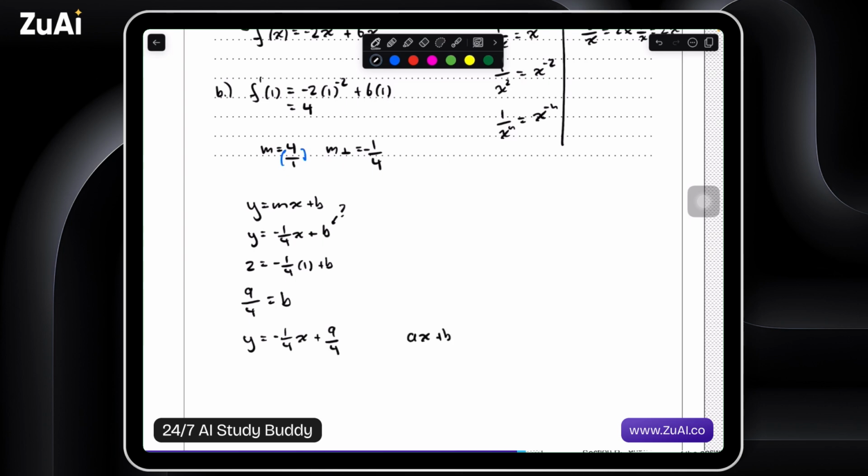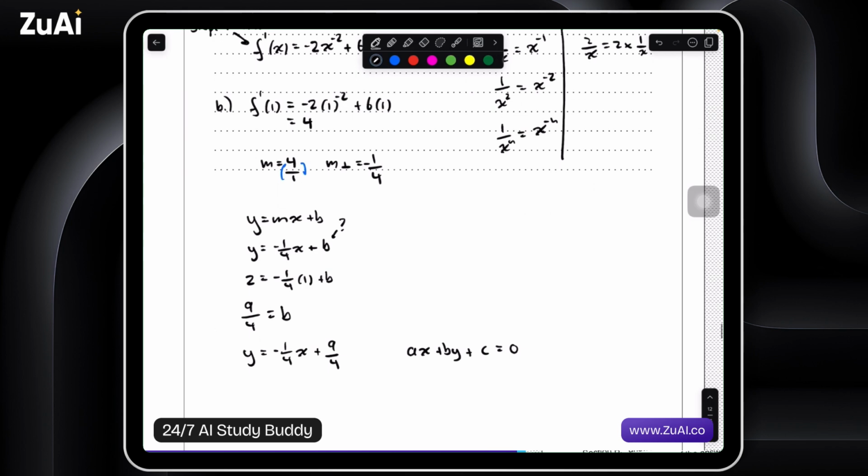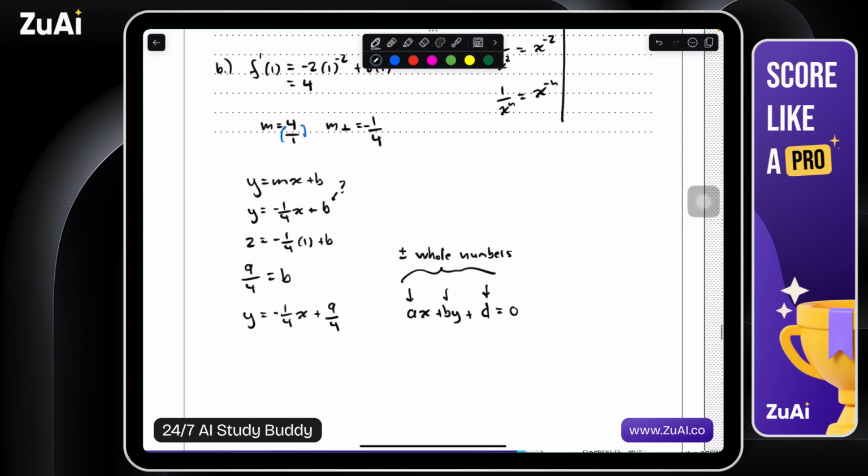And they want us in the end to write it out in this form: ax plus by plus c is equal to 0. Sorry, by plus d, I thought it was. Alright, ax plus by plus d is equal to 0, where this a, b, and d can have no fractions, no decimals, just whole numbers, positive or negative. Okay.